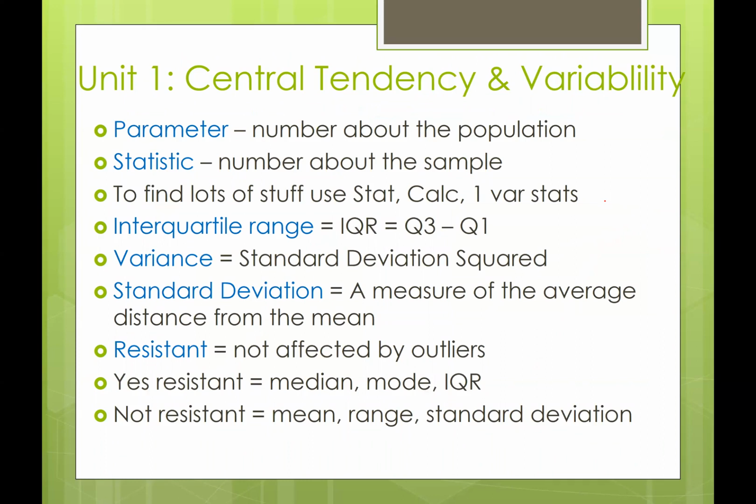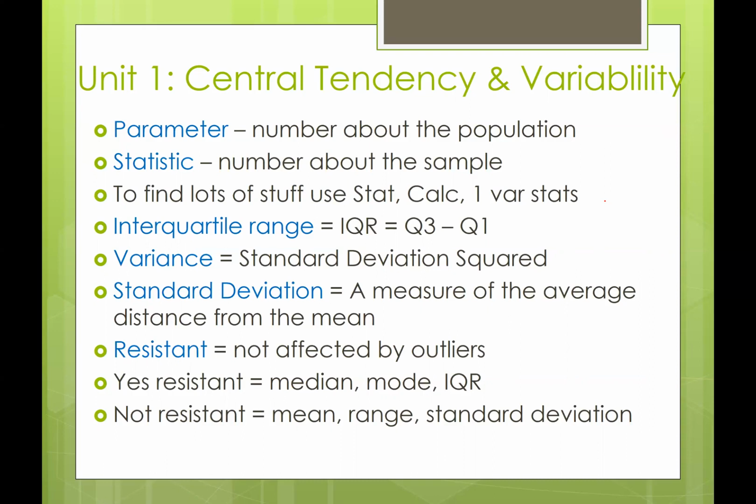A few vocabulary terms from Unit 1 about central tendency and variability. First is a parameter. A parameter is a number about the population. So for a parameter, that could be like the population mean. That would be the mean of all of the people in the population. Versus a statistic is a number about the sample. We typically don't know the parameter. We're estimating it with a statistic. So the statistic would be the sample mean that we got, whereas the parameter is the actual population mean, which we can only get the exact value for if we survey the whole population, which is often not possible because the population is very, very large. When it's very small, then we can do it.